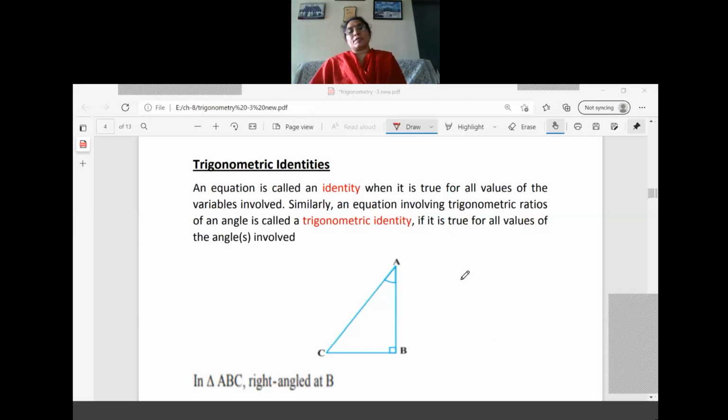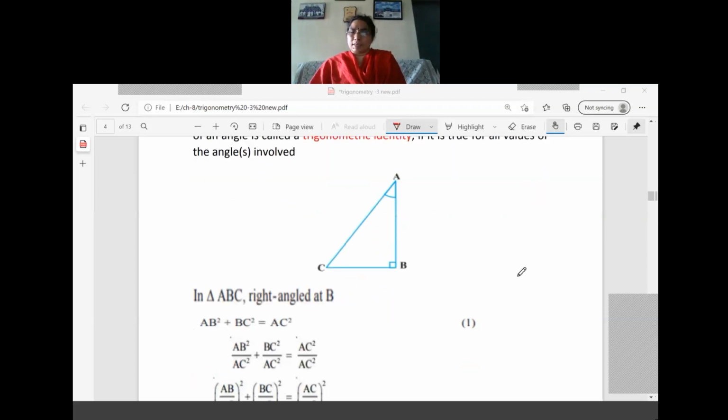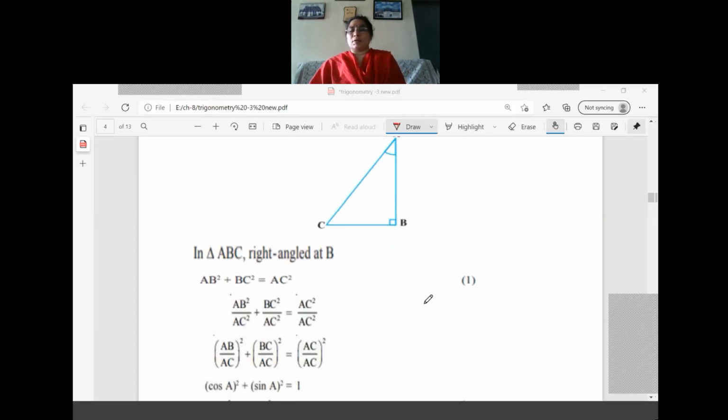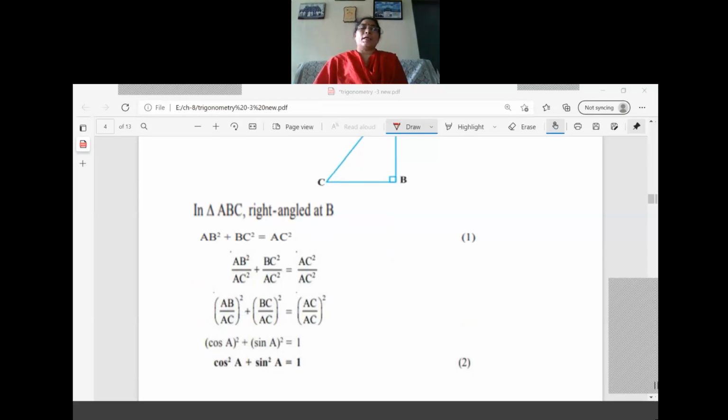Now we are dealing with a trigonometric identity, so definitely we need a right triangle. So in right triangle ABC we have taken angle B equal to 90 degrees, right? So right triangle, angle B 90 degrees. What is the hypotenuse here? AC. So by Pythagoras theorem, the first equation we write here is AB square plus BC square equal to AC square. That is our first equation.